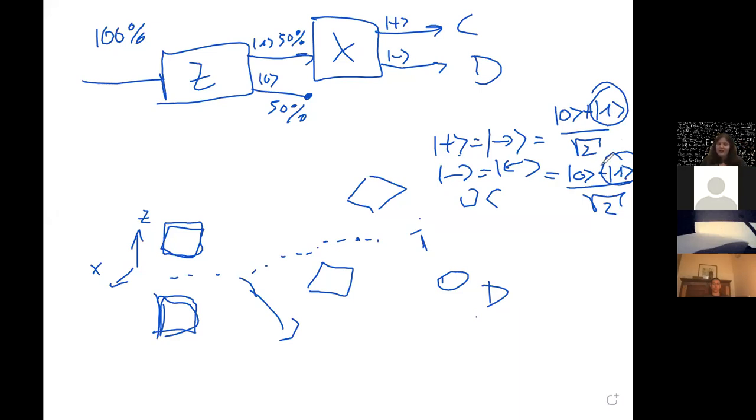And this means equal parts of these 50% go into plus and equal parts go into minus. So 50% times 50% gives me 25%. So I get at the end 1/4 in C and 1/4 in D of my initial electron beam. And 50% I just put away.